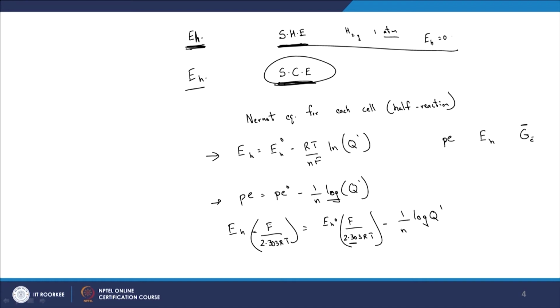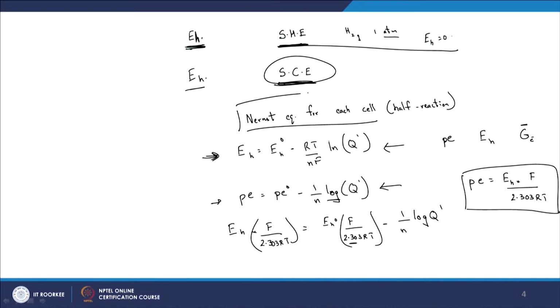So here again, looking at this, what can you understand? You can understand that the PE value is nothing but equal to EH into F by 2.303 RT. Again, this is similar to what we derived in our previous sessions. You see the relevant analogies, and from that we can understand the system. This equation is called the Nernst equation for each cell, and these are the redox potentials that people look at.